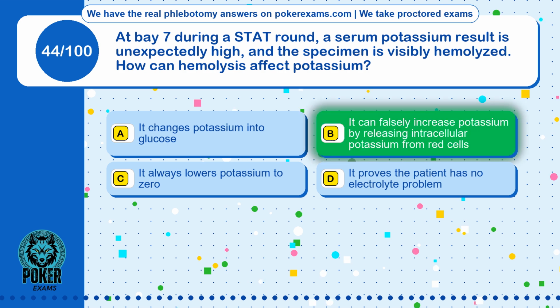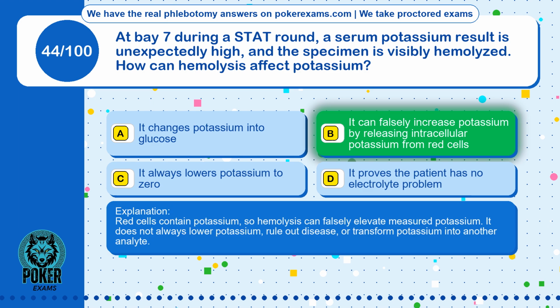The correct answer is option B. It can falsely increase potassium by releasing intracellular potassium from red cells. Red cells contain potassium, so hemolysis can falsely elevate measured potassium. It does not always lower potassium, rule out disease, or transform potassium into another analyte.